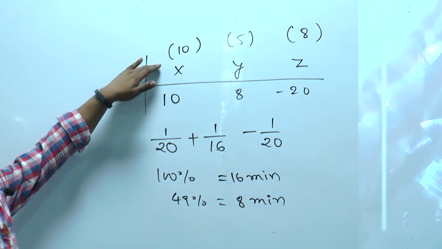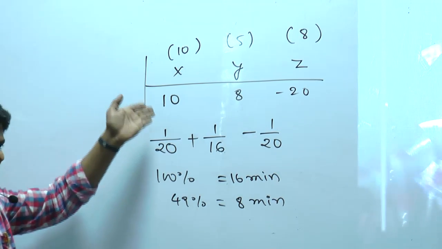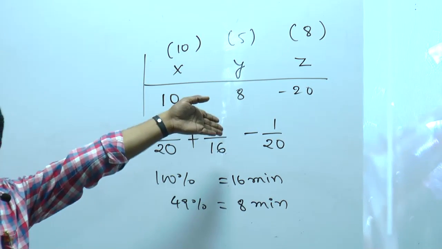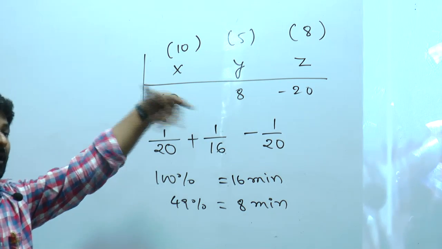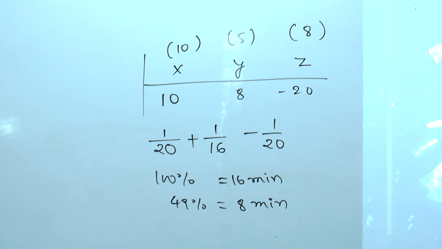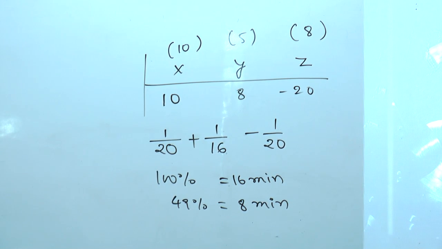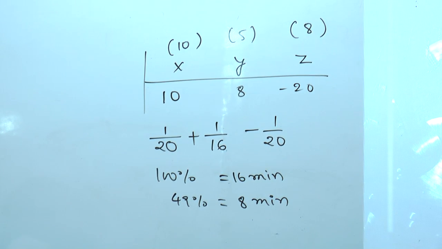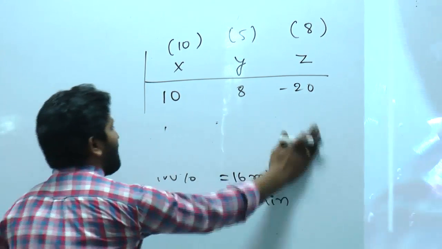In set X, half taps are closed, in the sense half open. In set Y, half are open. In set Z, all are open. Next, if 4 taps are closed in set Z, and all others remain open, how long will it take to fill the tank? Fill the tank. Come on.